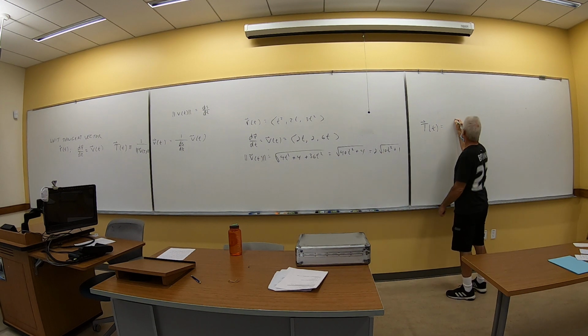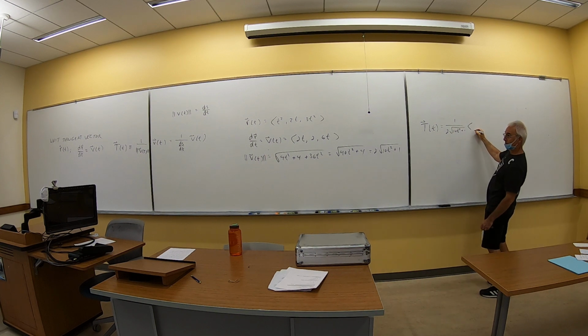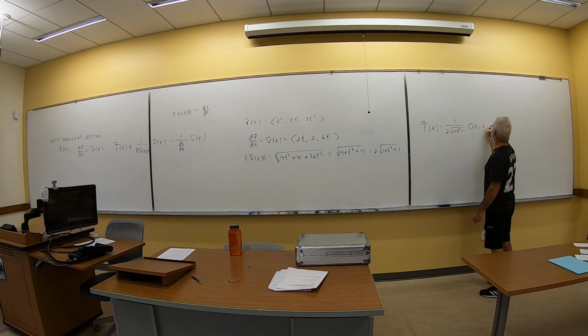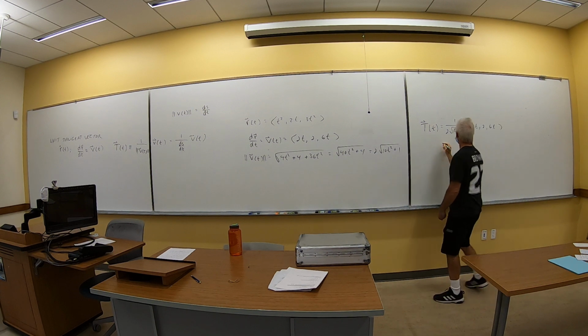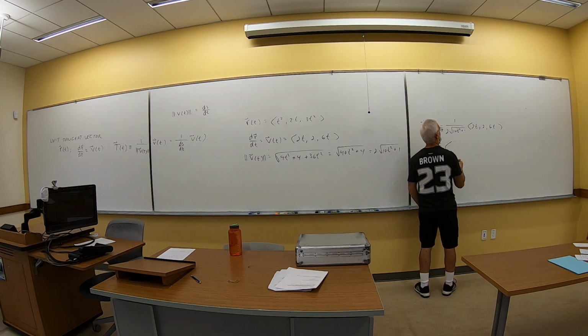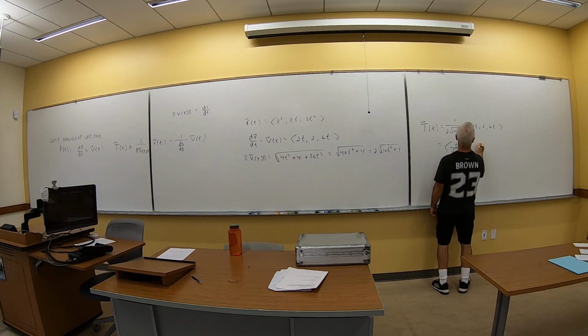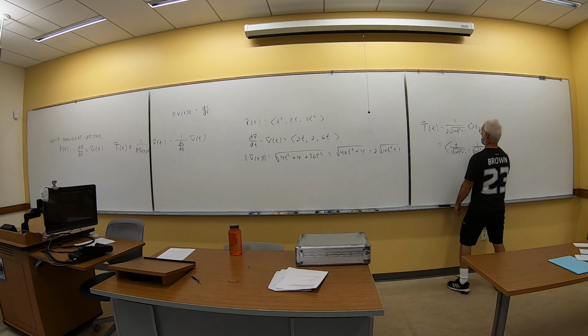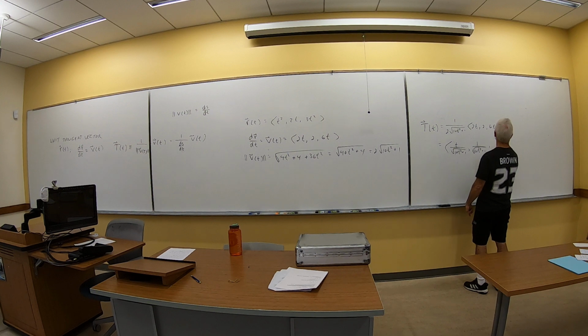So now I want to define my unit tangent vector. It's going to be 1 over that quantity times the vector 2t, 2, 6t. So when I multiply that in, clearly I can cancel some 2's. So I'm going to have t over the root, 1 over the root, and then looks like 3t over the root.